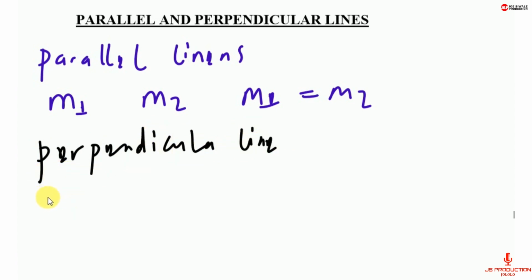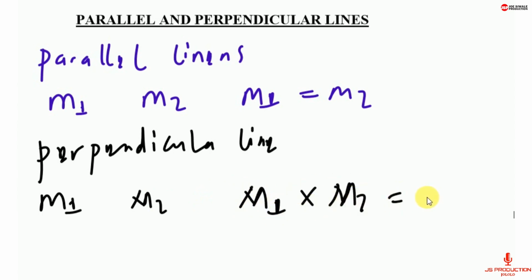If we have these two gradients as m1 and m2, we know that the product of the gradients of two perpendicular lines is equal to negative 1. So this means that m1 multiplied by m2 must be equal to negative 1. So that's the principle on parallel lines and perpendicular lines. Let us look at some examples.